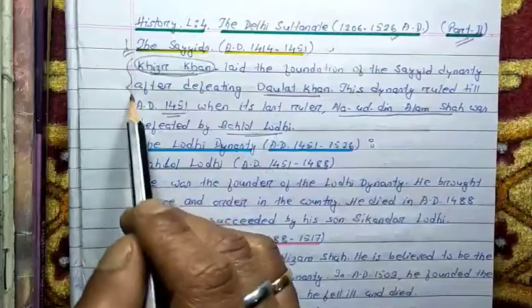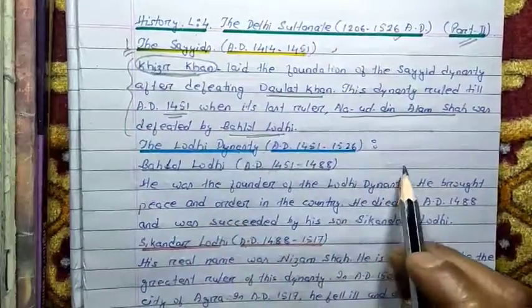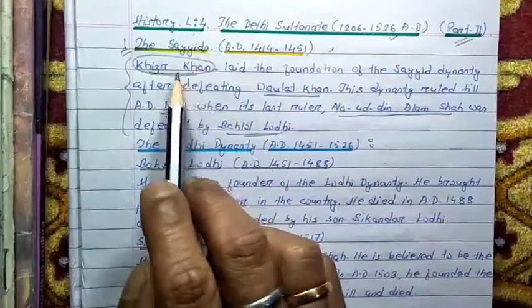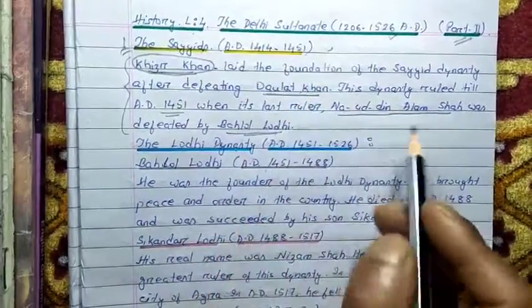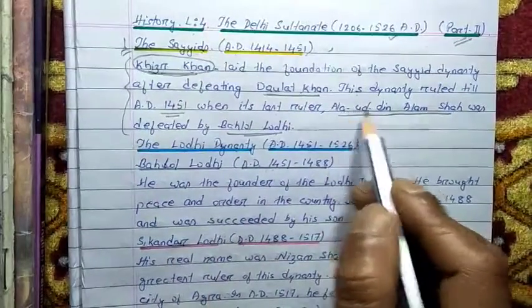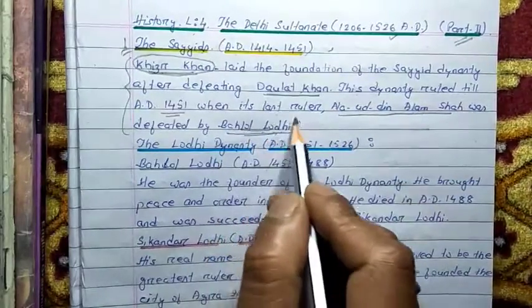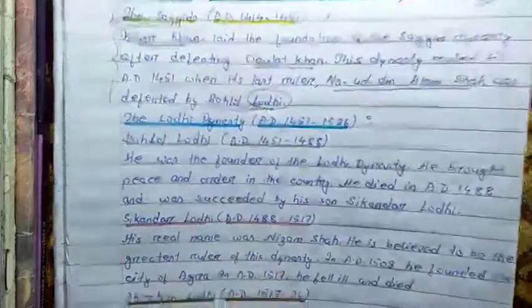About the Sayyids, detail is not given in your book; you will get it in the higher classes. Just you need to know that the Sayyid dynasty was founded by Khizr Khan after defeating Daulat Khan, and the last ruler of the Sayyid dynasty was Alauddin Alam Shah, and he was defeated by Bahalul Lodhi, and the Lodhi dynasty was established by Bahalul Lodhi.